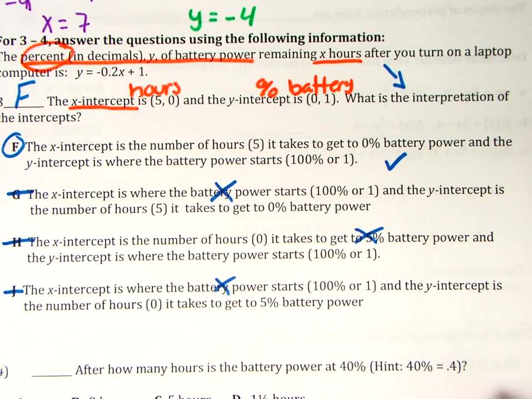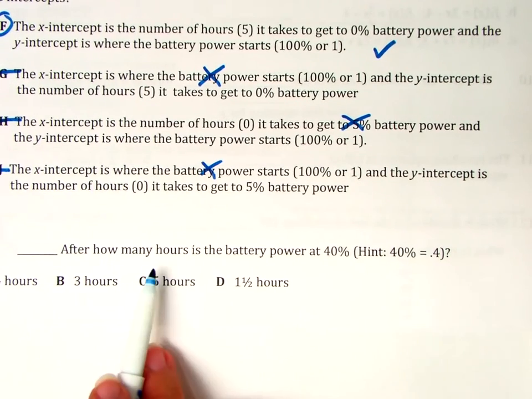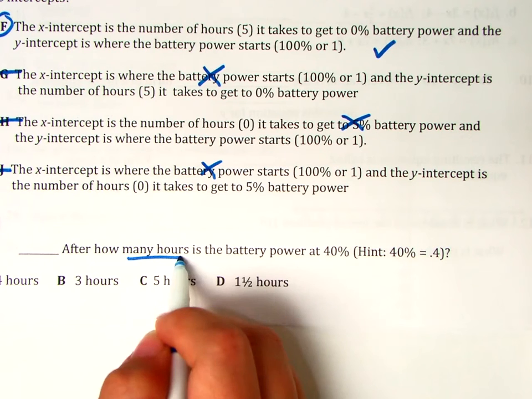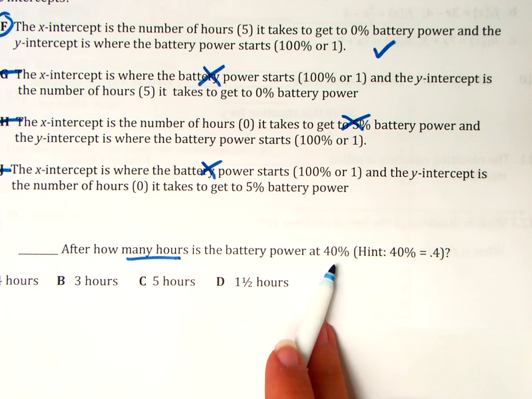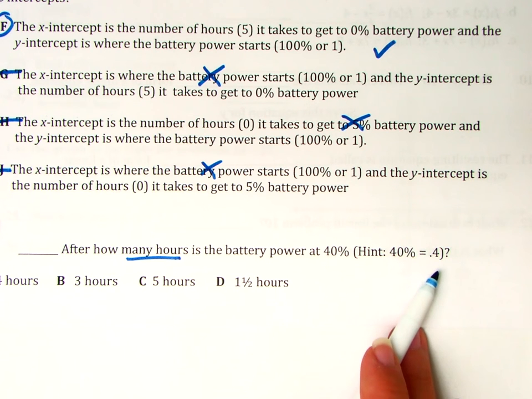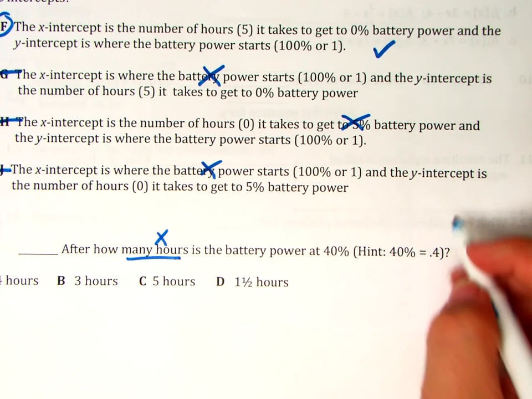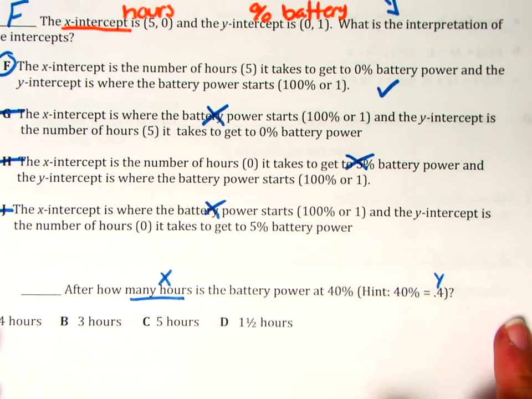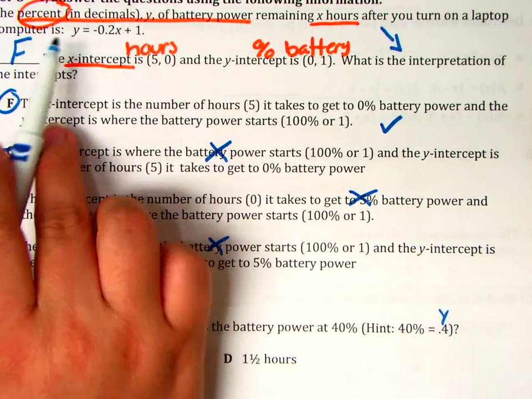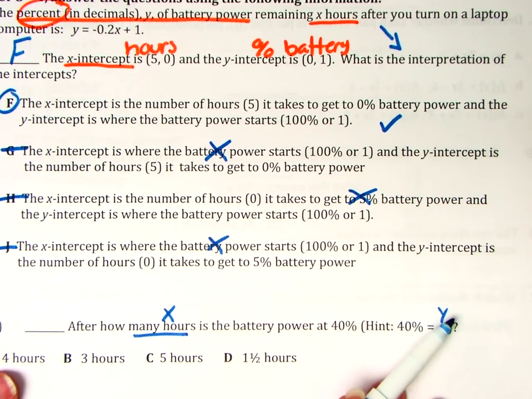Answer choice number 4. After how many hours, so we're looking for x, is the battery power at 40%? Hint, 40% is 0.4. Well, we know we're looking for hours, which is our x. So this 0.4 must be our y. So we're going to look at the original equation, back on top, and everywhere there's a y, we're going to put 0.4 and solve for x.